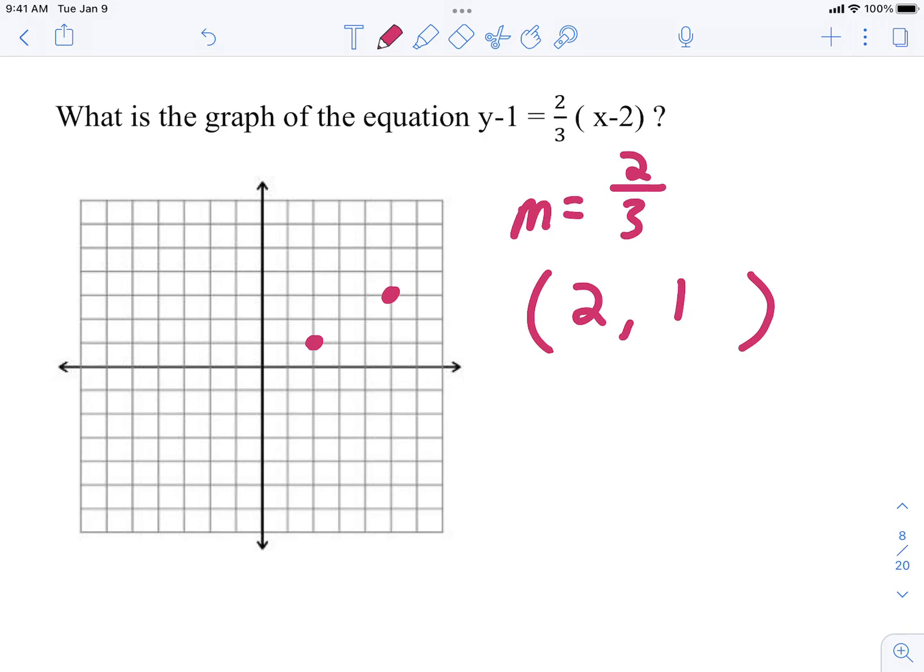To fill out my graph, I'm also going to go down 2 and left 3. Right there. And connect them. And that is my graph for that equation.